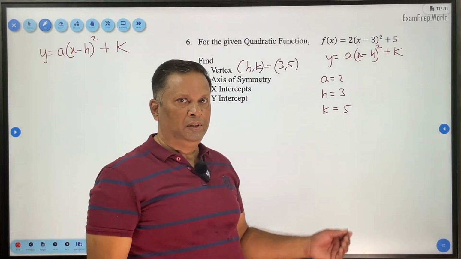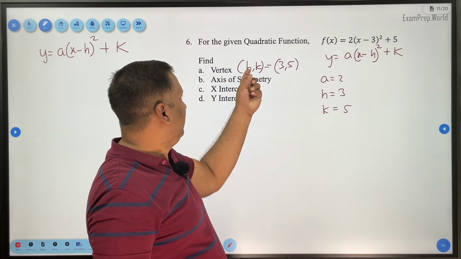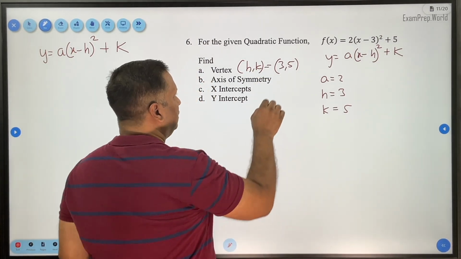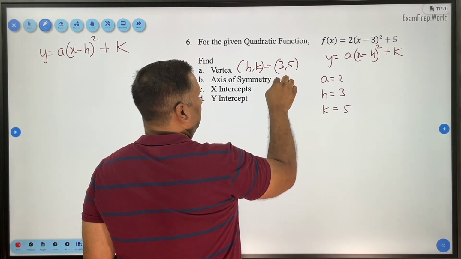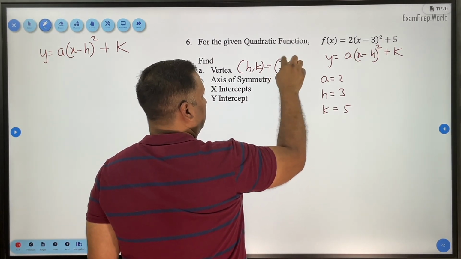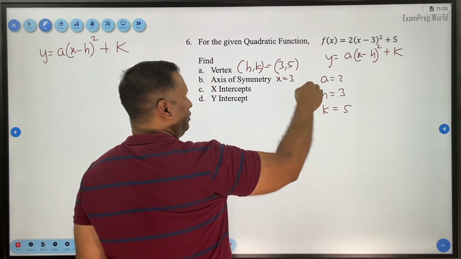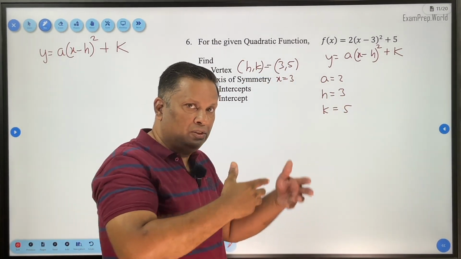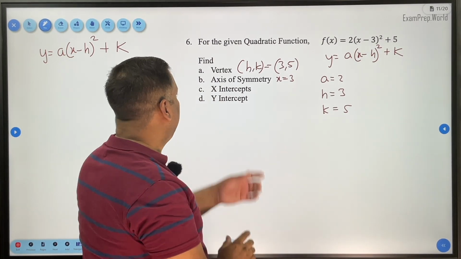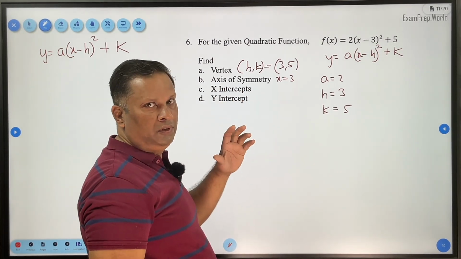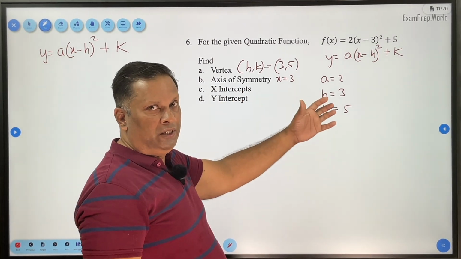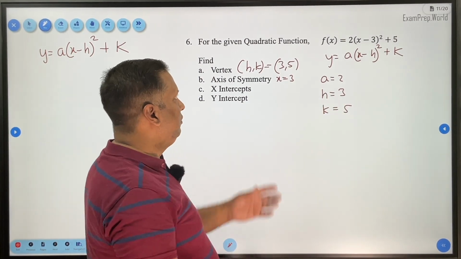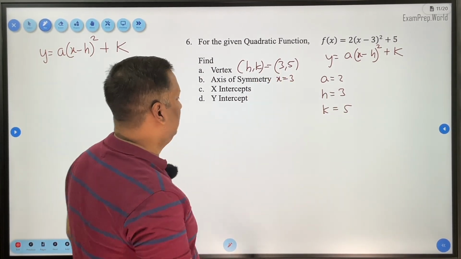Now, since we know the vertex, the axis of symmetry is also very easy. It will be x equals 3, because the axis of symmetry passes through the vertex, or the vertex is on the axis of symmetry. Now, to find the x and y intercepts, we have to do the factorization and convert into standard form. So let me convert this function into standard form.